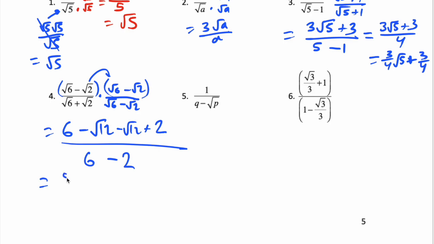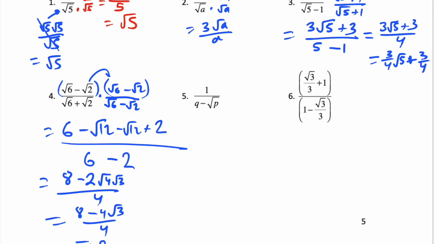And this is 8, and root 12 is root 4 root 3. Okay, so that's 8 minus 4 root 3 over 4, and you can divide both these terms by 4, and you get 2 minus root 3 is the final simplification.